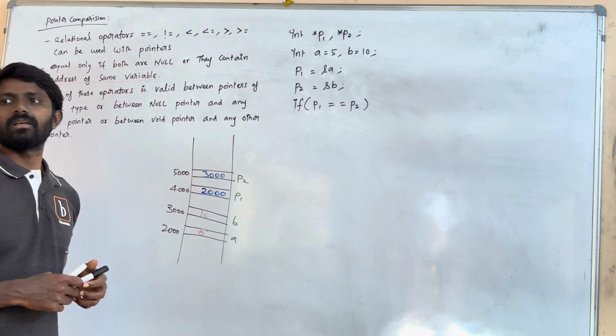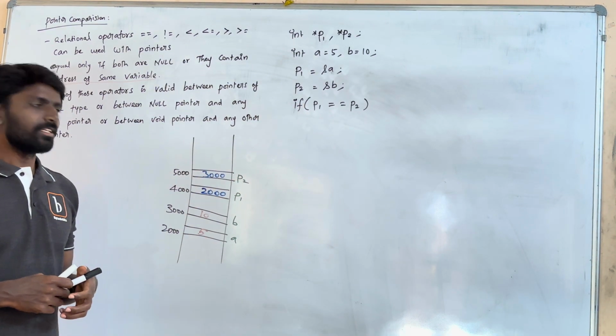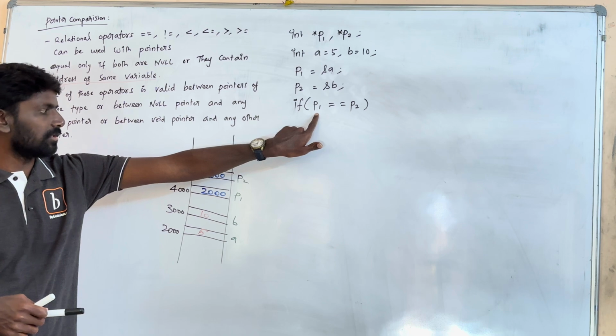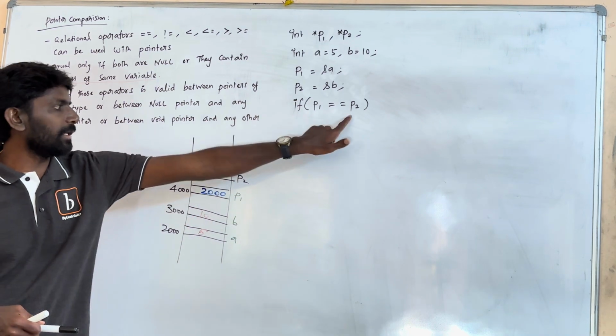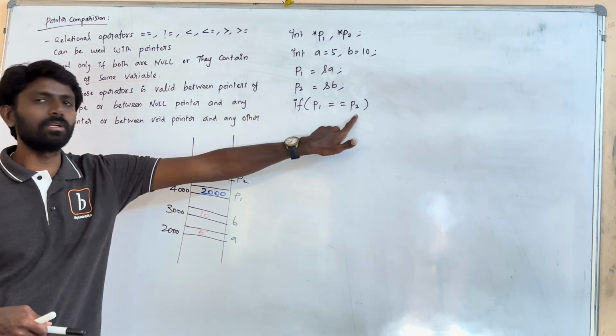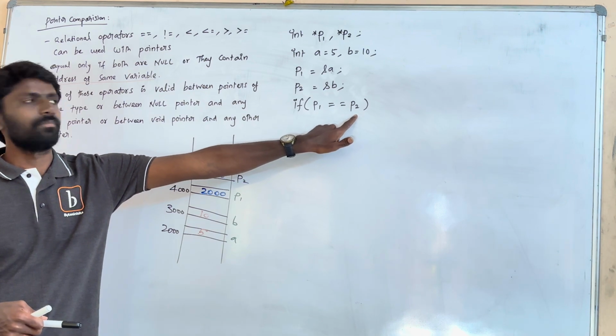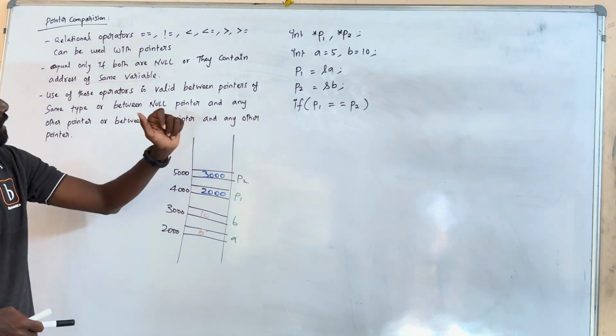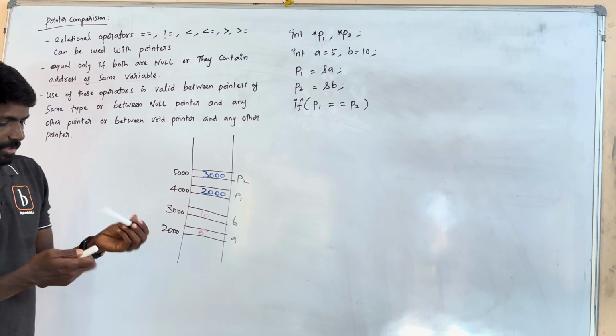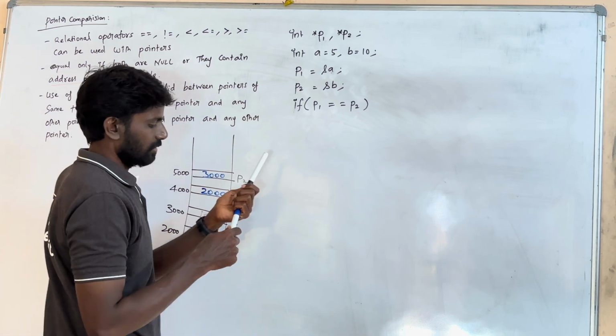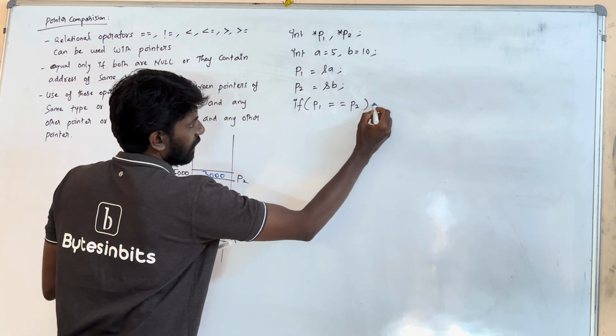After that you are comparing if P1 equal to P2. Is the condition true? No, the condition is false, because P1 is 2000 and P2 is 3000. 2000 equal to 3000, both are not the same. See here, this fails.